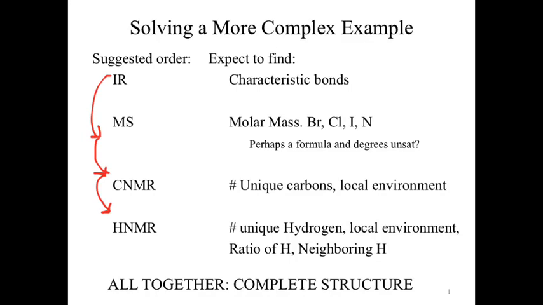And then in the HNMR, this is kind of the bread and butter, where you expect to find everything, including the kitchen sink, so we've got to be a little bit more careful with it. You've got the number of unique hydrogens, your local environment, the ratio of hydrogens, and your neighboring hydrogens. So a lot of information in there. And that, again, is organized in sequence from easiest to most difficult. Once we have all of these individual characteristics from each of these versions of spectroscopy, then we can go ahead and put the structure together.